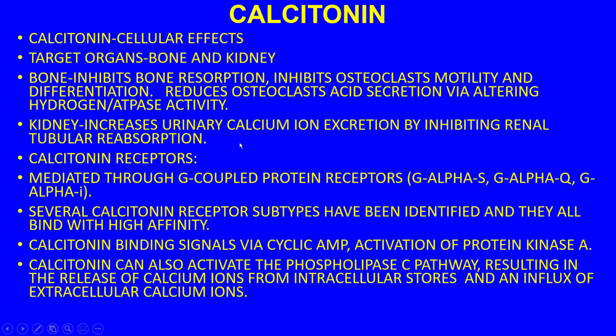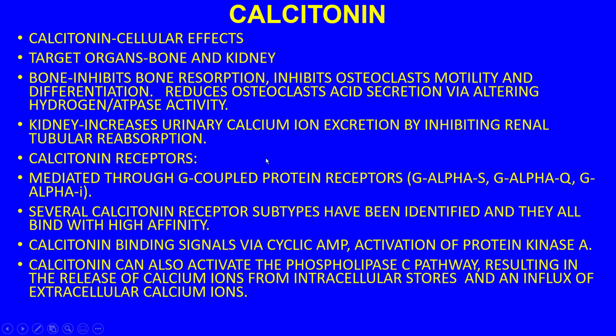There are calcitonin receptors. They are mediated through G-protein coupled receptors, and these include the G-alpha S, G-alpha Q, and G-alpha I. Several of the calcitonin receptor subtypes have been identified, and they all bind, interestingly enough, with high affinity for that hormone. The calcitonin binding signals are basically via cyclic AMP and the activation of protein kinase A. So this is what's going on inside the cell.